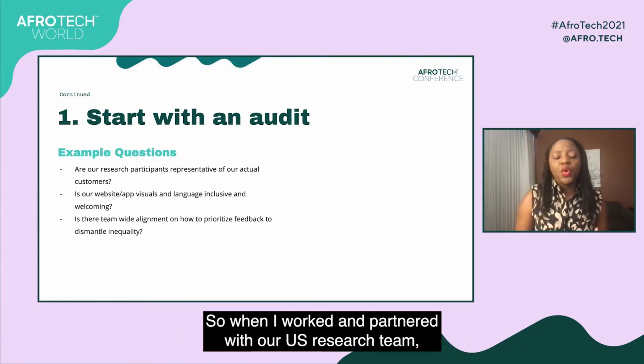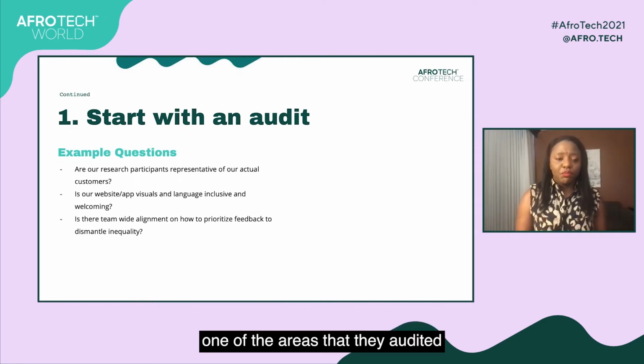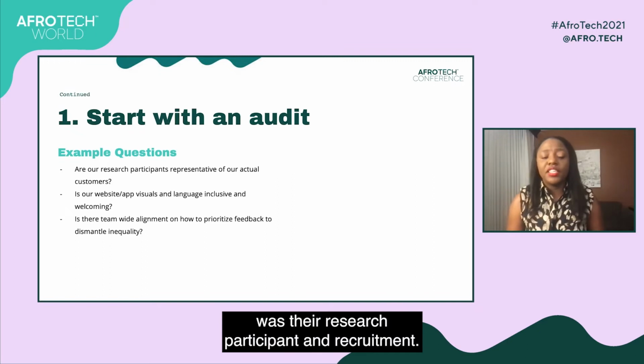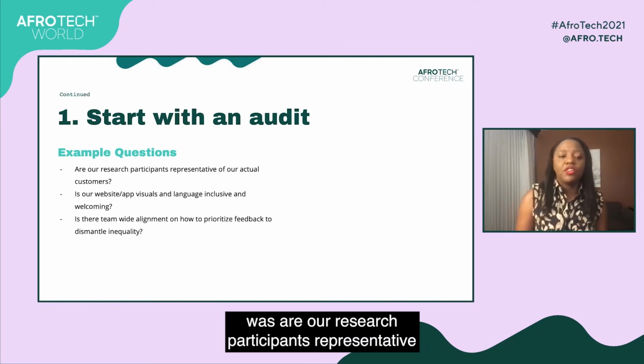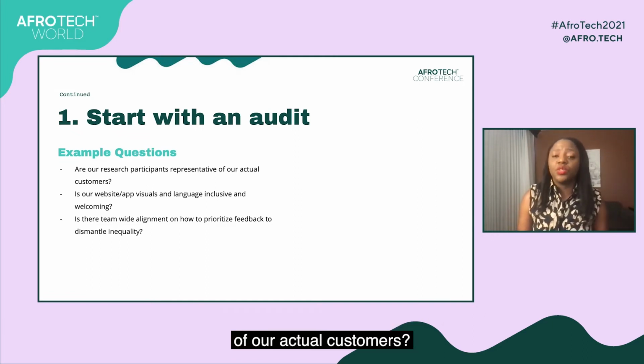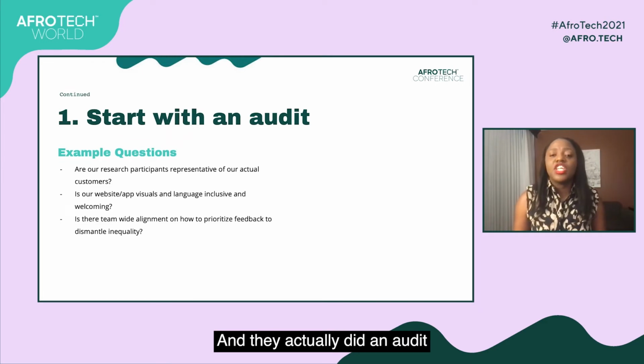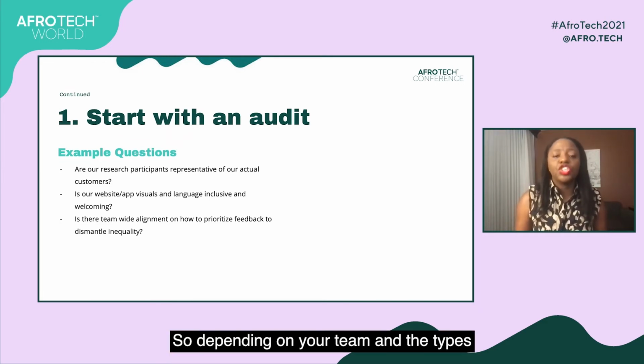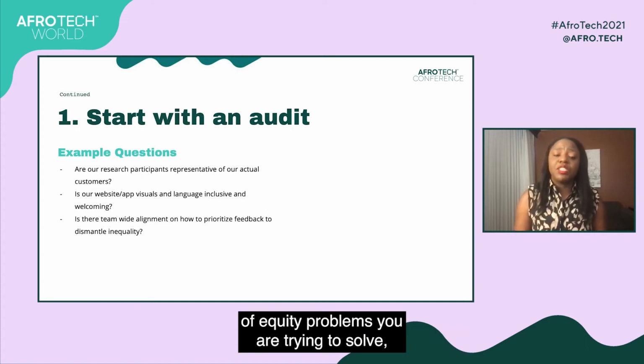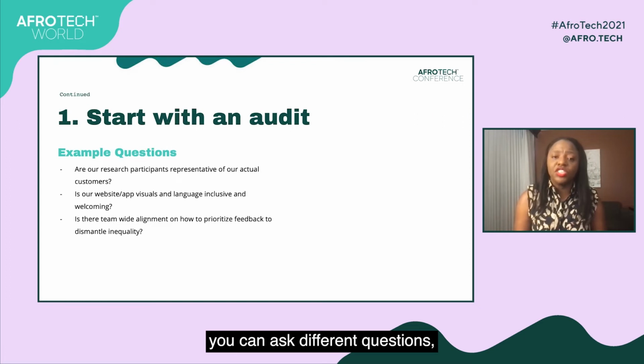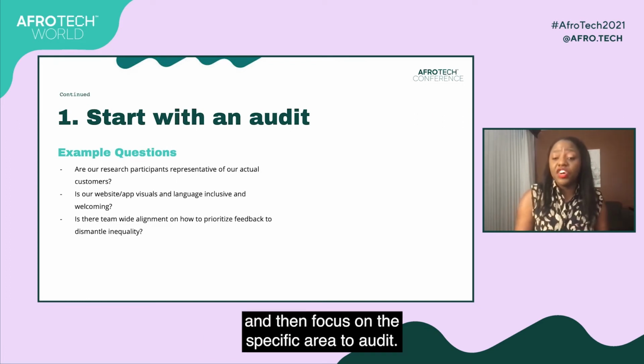So when I worked and partnered with our UX research team, one of the areas that they audited was their research participant and recruitment. So the question that they had was, are our research participants representative of our actual customers? And they actually did an audit to answer that question. So depending on your team and the types of problems, equity problems you are trying to solve, you can ask different questions and then focus on a specific area to audit.